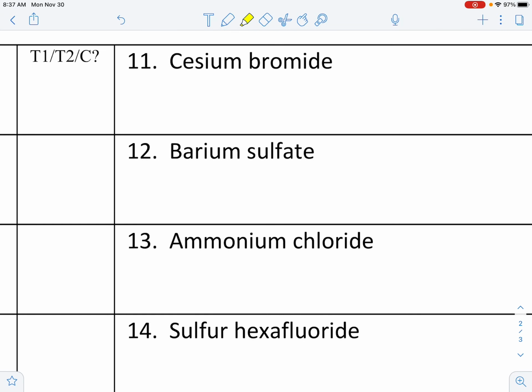All right. So now this time we're switching from naming to writing formulas. So all we have to do is, again, just write our formula. The only difference here is if it's ionic, we're going to have to do our crisscross and reduce. If it is covalent, we're just going to follow our prefixes.